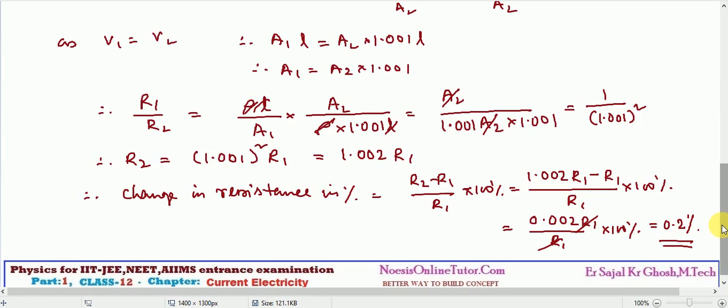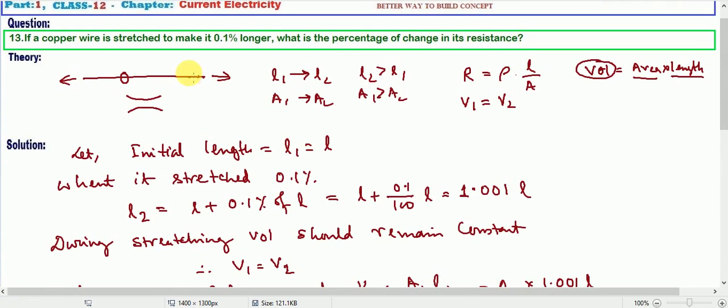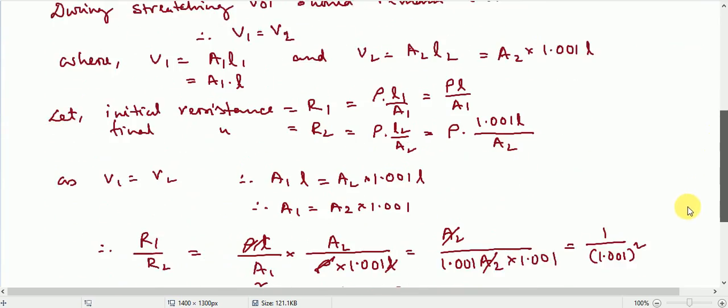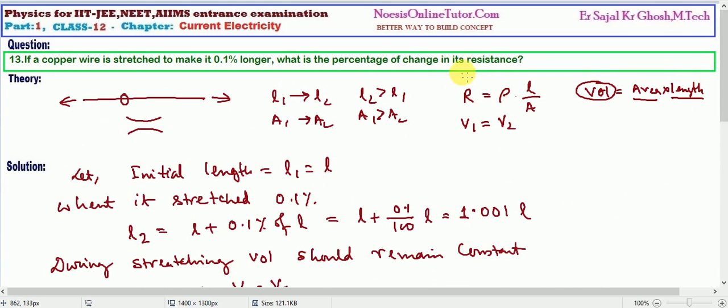That means if a wire is stretched to be 0.1% longer than earlier, then its resistance will change by 0.2%, that is 0.2% more than earlier. Okay, now I will go for the next numerical.